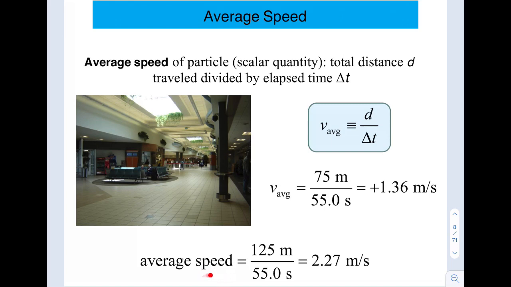However, average speed must be the total distance traveled over the time taken. The total distance traveled is 100 meters to the right and then turning back for 25 meters. We won't take positive and negative because we're talking about speed, so the only thing we're going to use is the magnitude. So 100 plus 25 over the time taken, 55 seconds. So the average speed is going to be 2.27 meters per second. That is the difference between speed and velocity in terms of average.